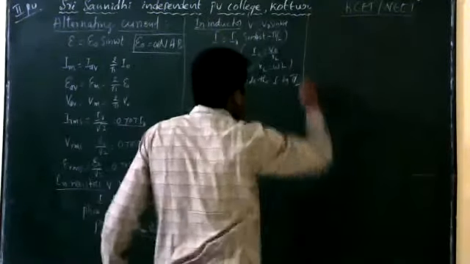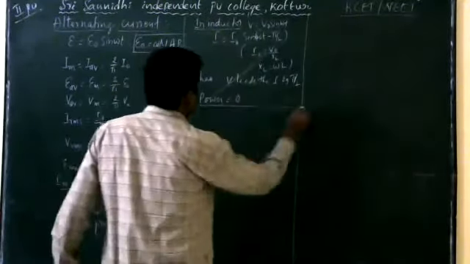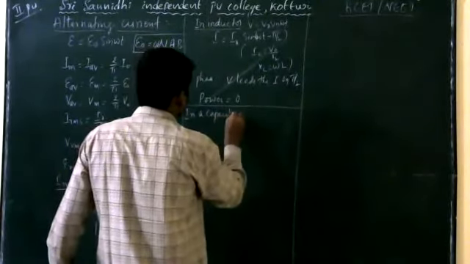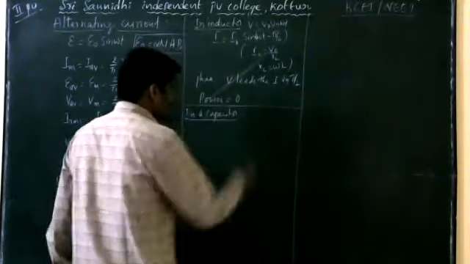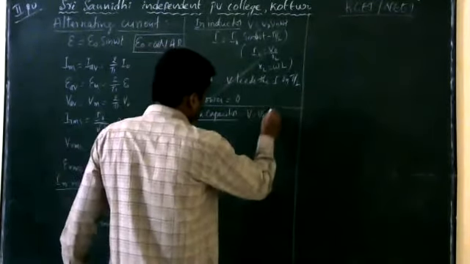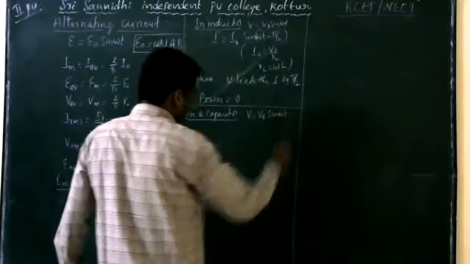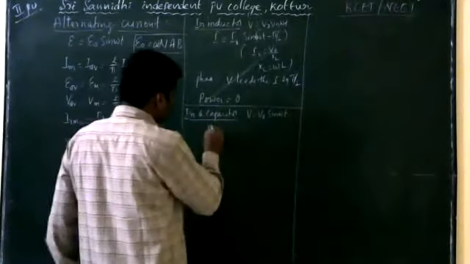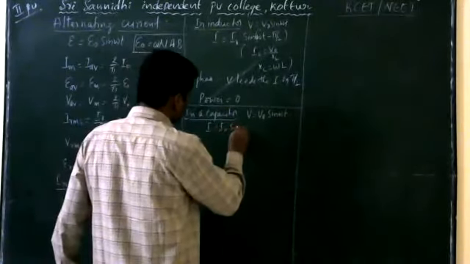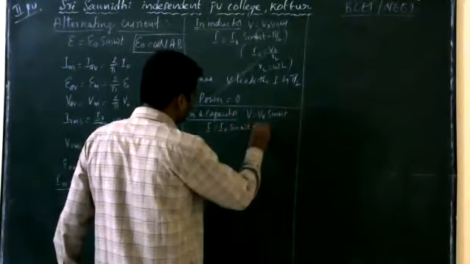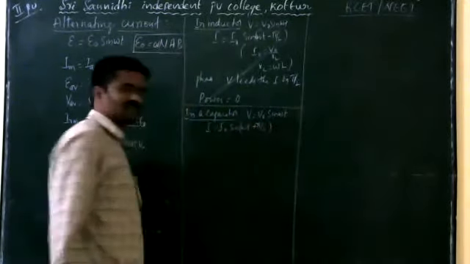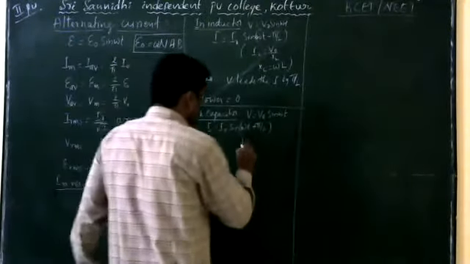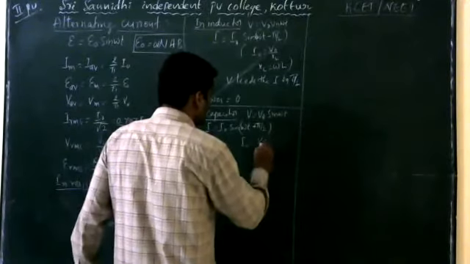So next, the capacitor. In the capacitor, the same voltage will be supplied, V is equal to V0 times sin omega t. Then how much current will flow? I is equal to I0 into sin of omega t plus pi by 2. So I0 is nothing but V0 divided by XC.